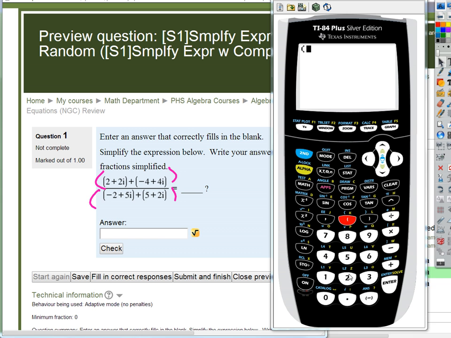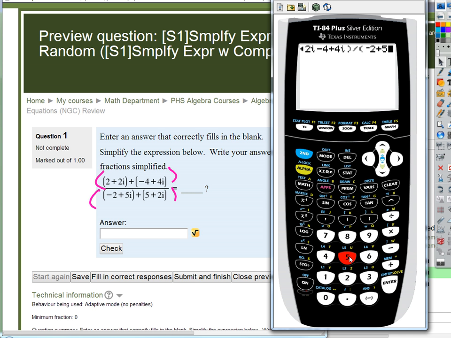So I could just put that in as 2 plus 2i, and remember the i is just behind the decimal point, so I go second i, plus -4 would just be -4, right? And then plus 4i, close the top, divide by, open up the denominator, -2 plus 5, and we could probably even just add those in our head.